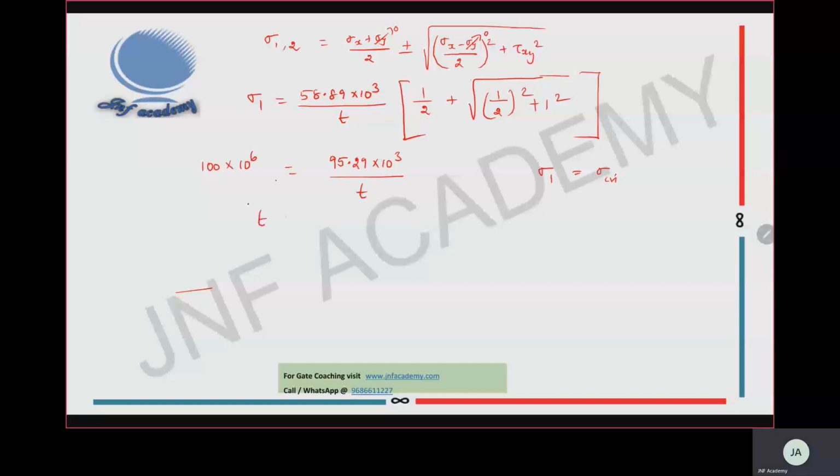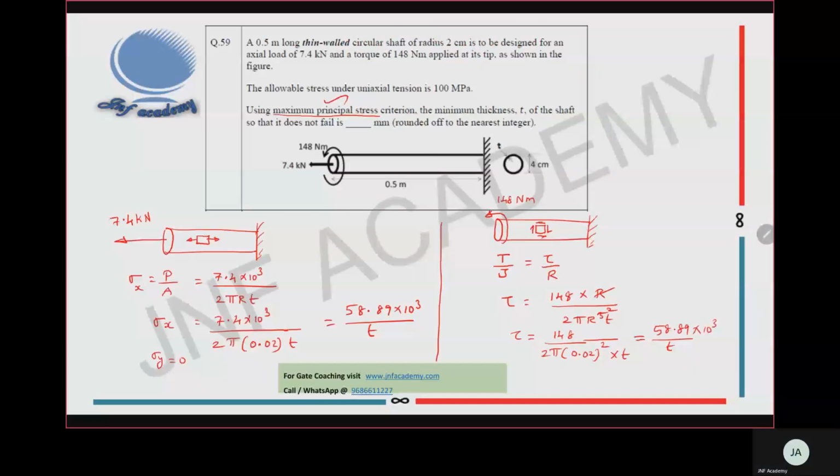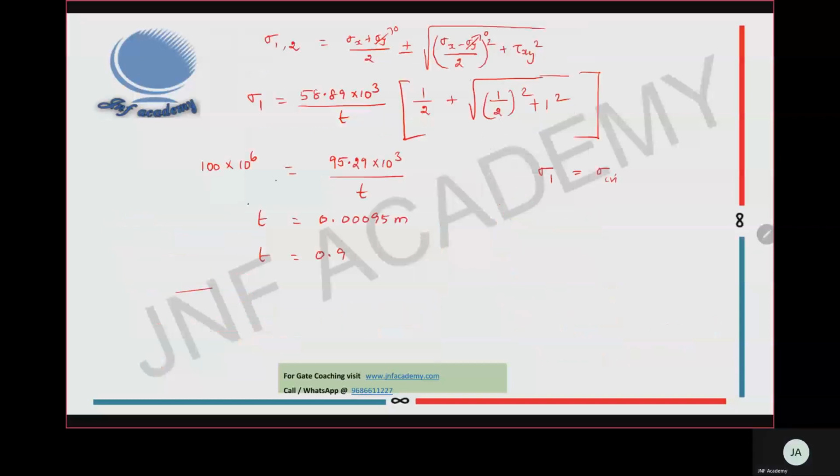Now we'll have to simplify this. After simplifying this, I got the thickness in meter. The answer is required in mm, to the nearest integer. 95 mm is coming, so nearest integer is 1 mm. This is our answer. Now let us move to the next question.